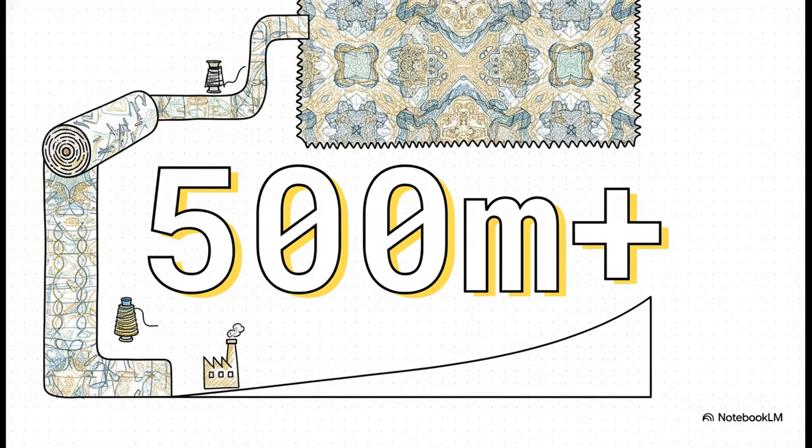And then you have the other end of the spectrum. 500 meters or more. Whoa, that is the kind of commitment you need for highly specialized stuff, like a jacquard weave. That involves a really complex and time-consuming setup on the loom for every single design. That jump from 20 to 500 perfectly shows the massive range you're dealing with.